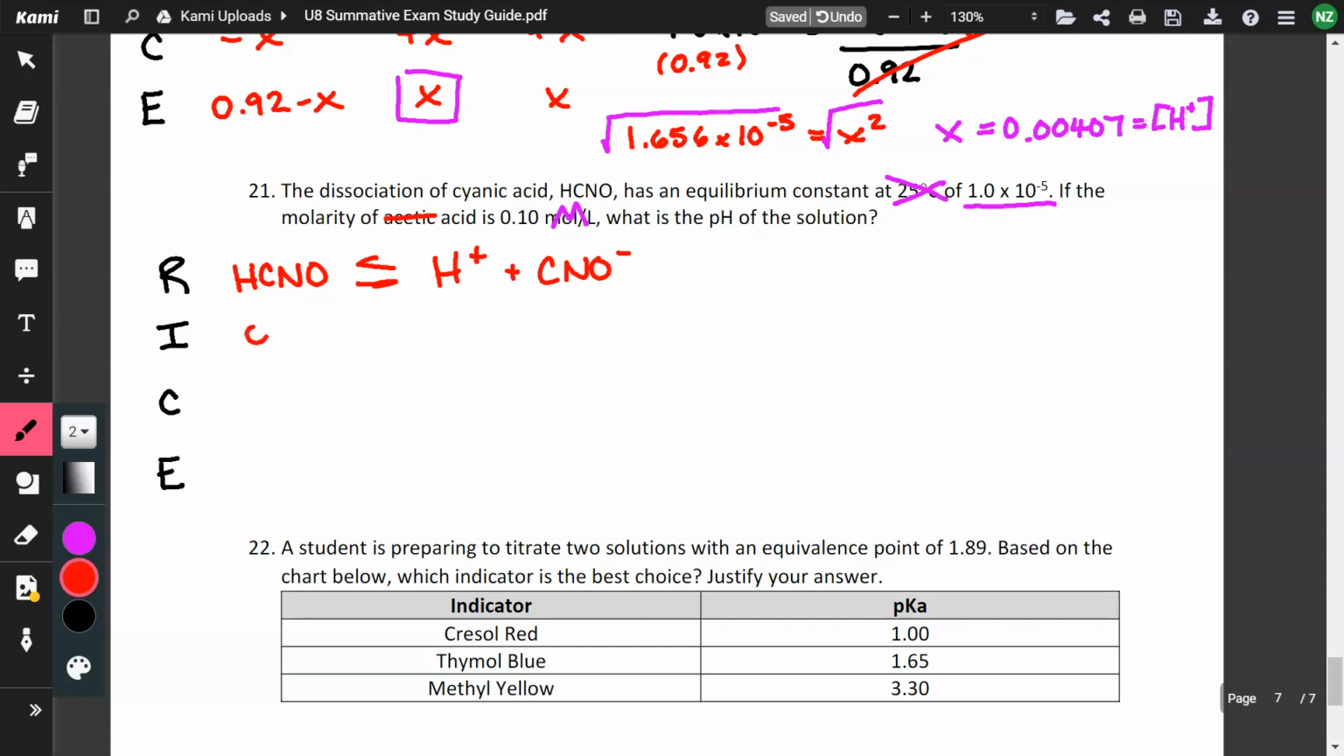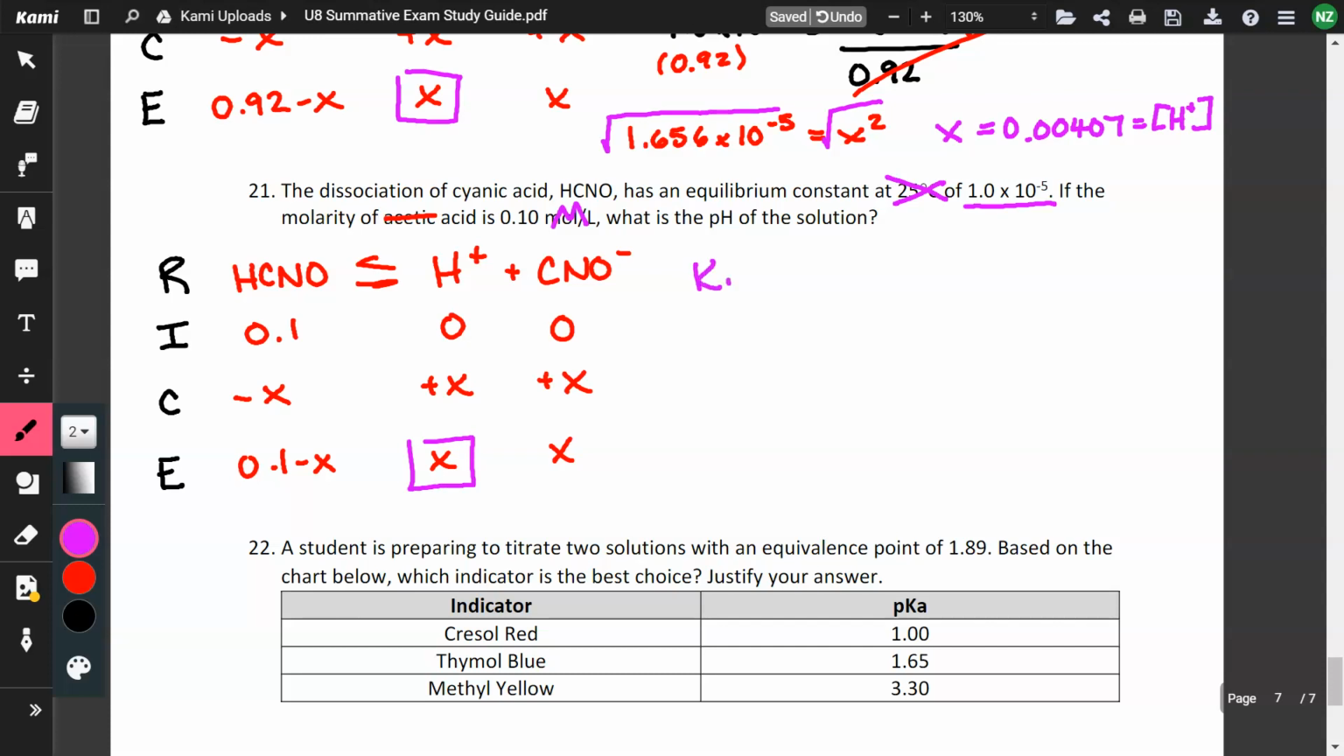So it gives us 0.1. These are going to be 0. This will go down. These will go up. Okay. This will be 0.1 minus x. This will be x. This will be x. Okay. So let's go through, and remember when we're trying to find pH, we need this number right here.